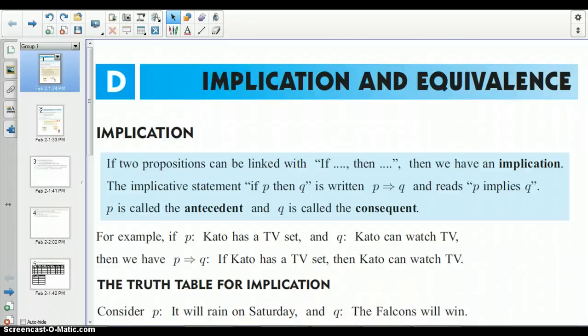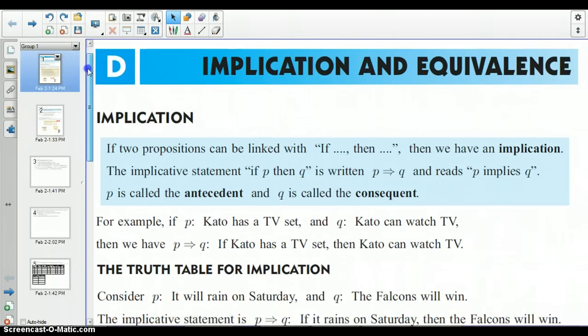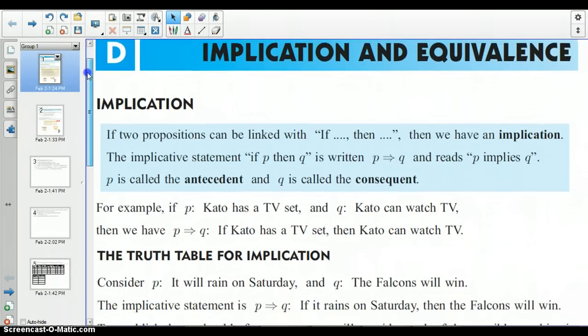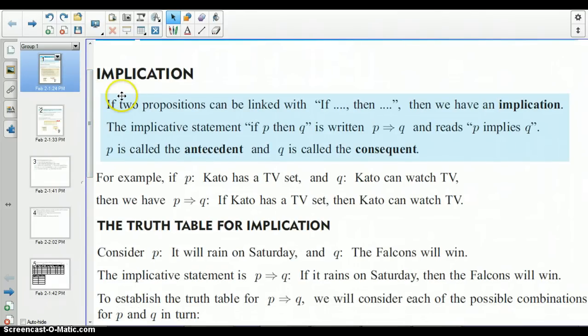Okay, we're going to go over chapter 17, section D, implication and equivalence. So in implications, we have two propositions linked with if and then. The implicative statement if P then Q is written with P, an arrow, and Q, and it reads P implies Q. The P is what has to happen first. That is our antecedent.